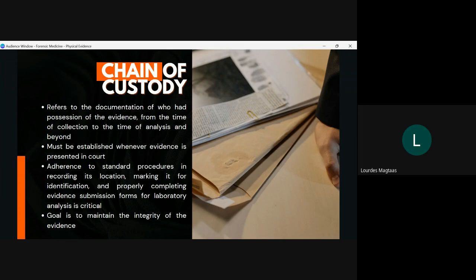Adherence to standard procedures in recording the location of the evidence, marking it for identification, and completing evidence submission forms is crucial to maintaining the integrity of the evidence. Any break in the chain of custody or failure to follow the proper procedures can compromise the credibility and admissibility of the evidence in court.